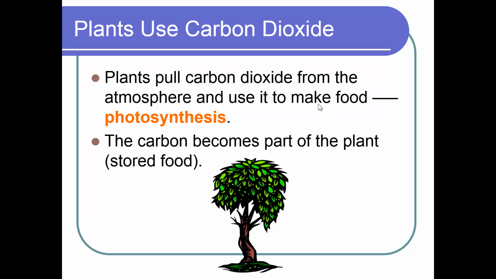First, plants pull carbon dioxide from the atmosphere and use it to make food during photosynthesis. The carbon then becomes part of the plant because it is part of the stored food. As you remember, the sugary substance that plants make during photosynthesis is glucose. The chemical formula for glucose is C6H12O6. That first C is carbon. Carbon is stored in plants.